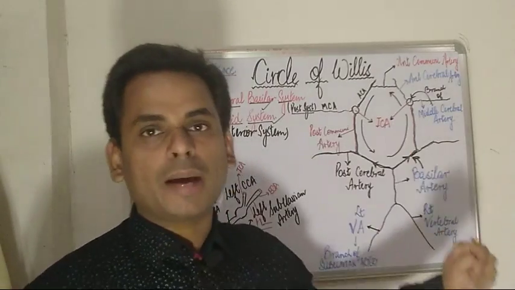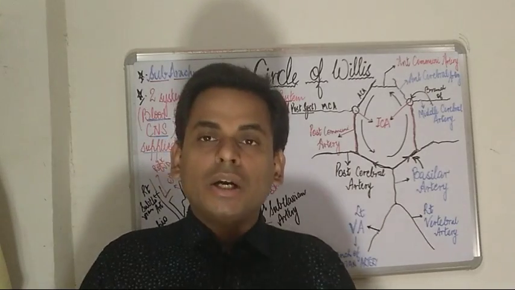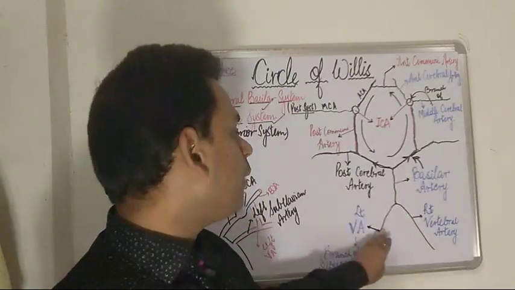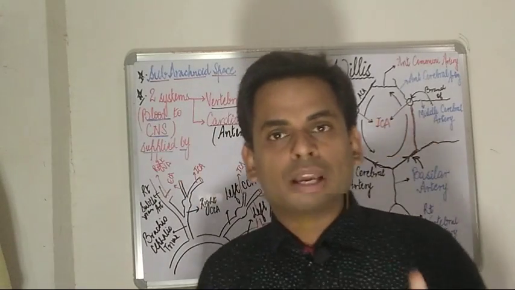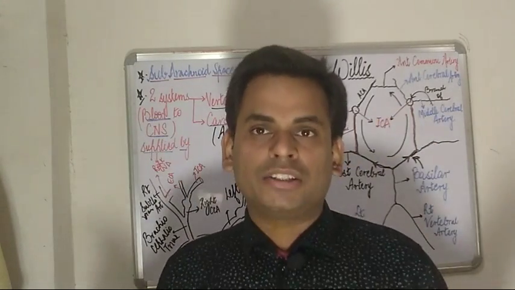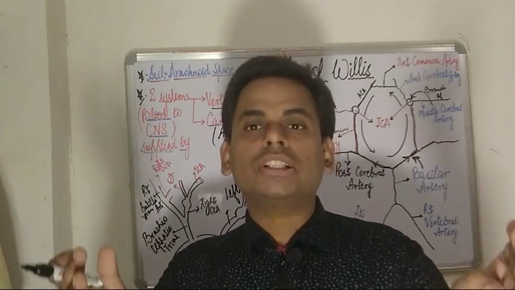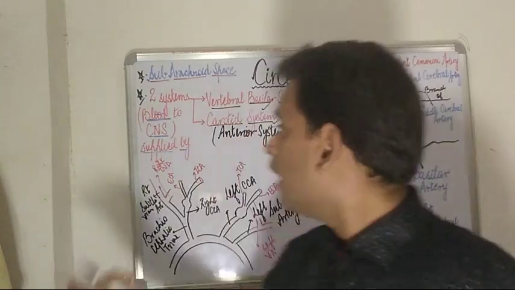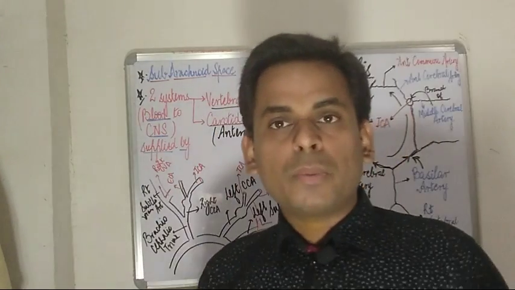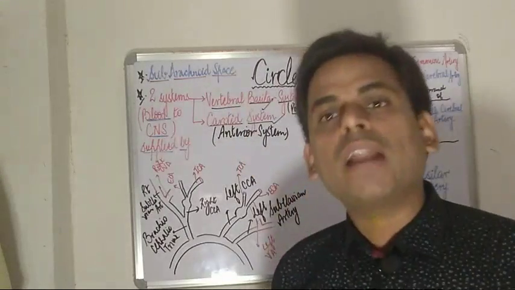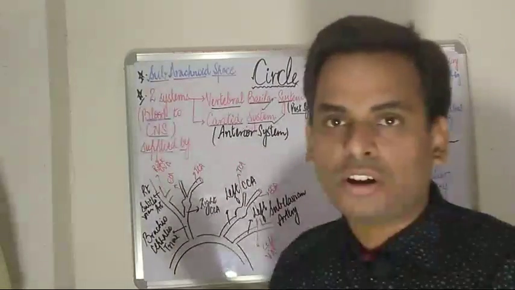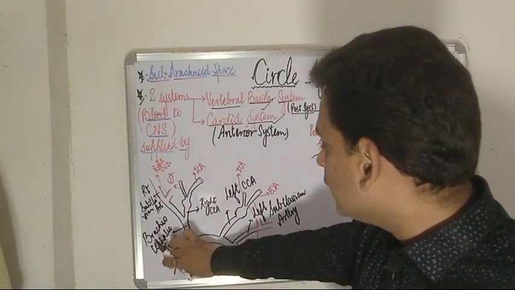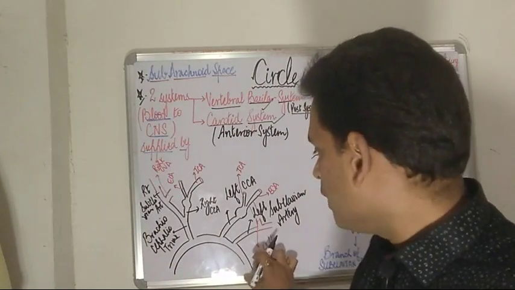Before getting into the schematic diagram, I would like to emphasize the origin of how the circle of Willis is formed. So students, we are going to begin with the heart. That is, from the heart, how the different branches of blood vessels arising from the heart continue to form the circle of Willis. So students, do remember this is the arch of aorta.